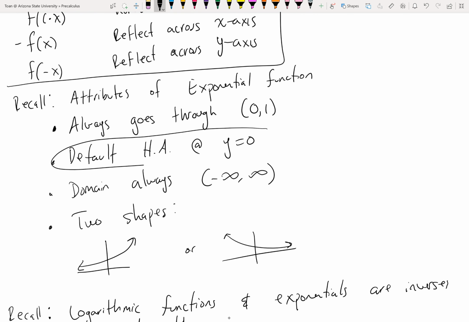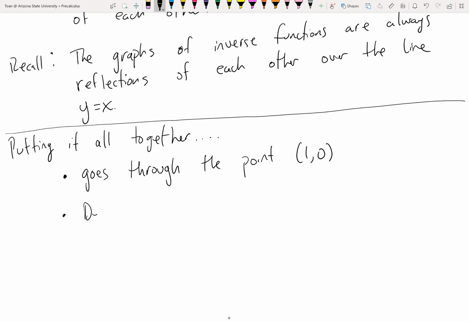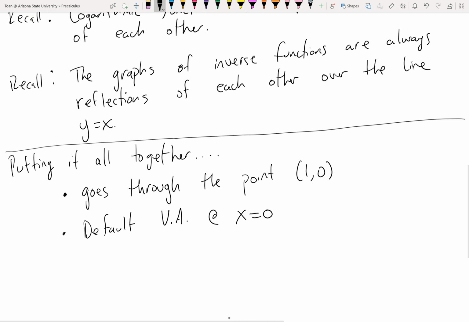What's another physical attribute of an exponential function? It has a default horizontal asymptote at y equals 0. So if I flip all the x's and y's, instead of having a horizontal asymptote, it'll have a vertical asymptote, and instead of y equals 0, it'd be x equals 0. So it will have a default vertical asymptote at x equals 0.